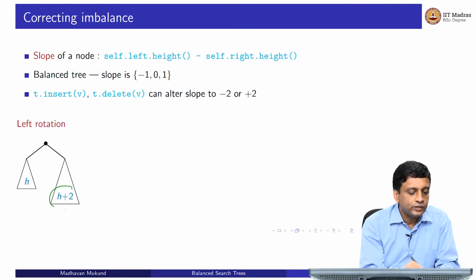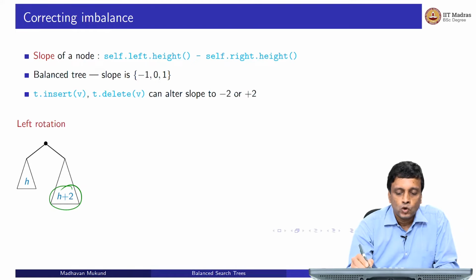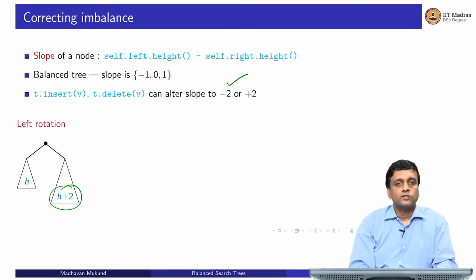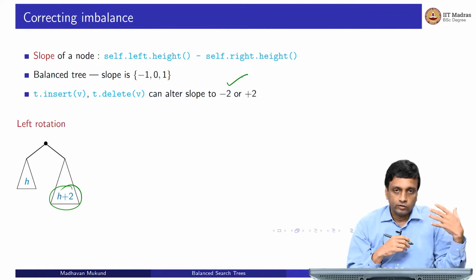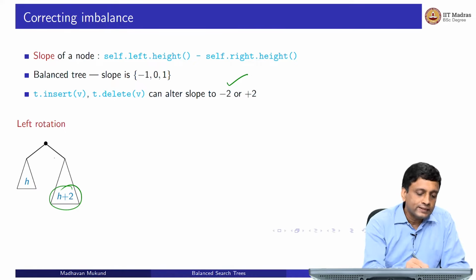So the right has a height of h plus 2. So this is where we have a slope of minus 2 technically, because the left minus the right. Right, the slope is minus 2, so I have too long a path on the right subtree. So I want to bring things from here to here.